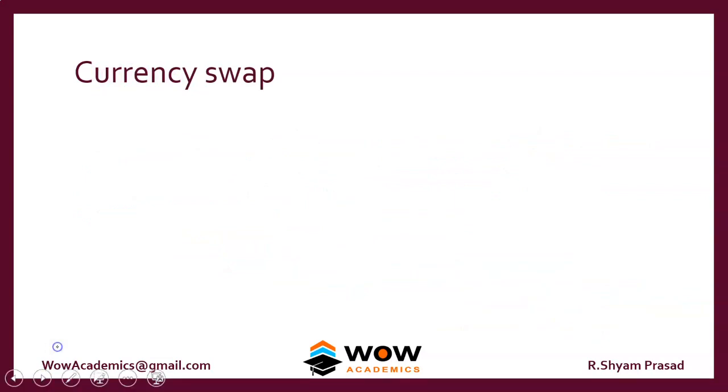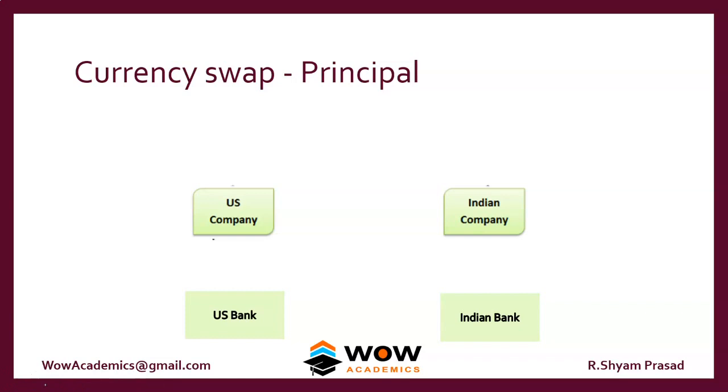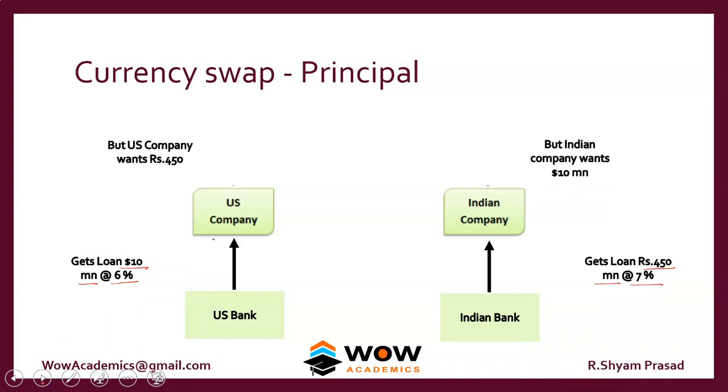So we'll move on to the currency swap. We'll look at an example for this. We'll take two companies. One is a US company and the other one is an Indian company. The US company gets a loan from the US bank. It gets a 10 million loan at 6% interest, and the Indian company gets 450 million at 7% interest from an Indian bank. But the problem is the US company wants 450 million rupees and the Indian company wants 10 million dollars. So they actually want to exchange.